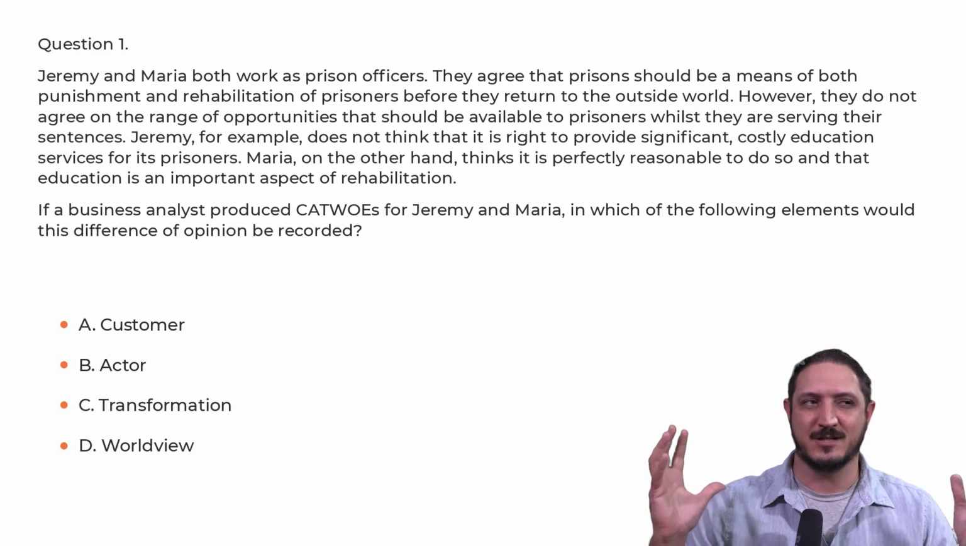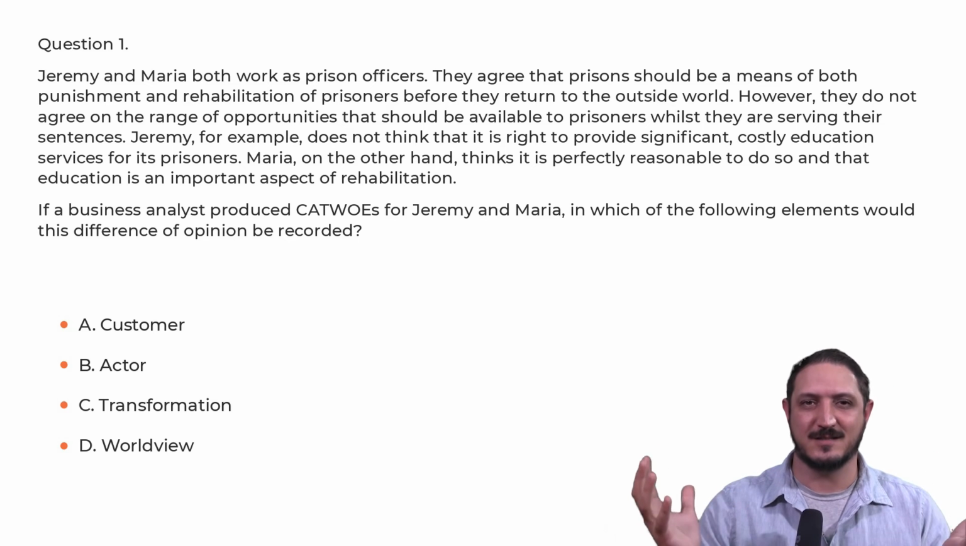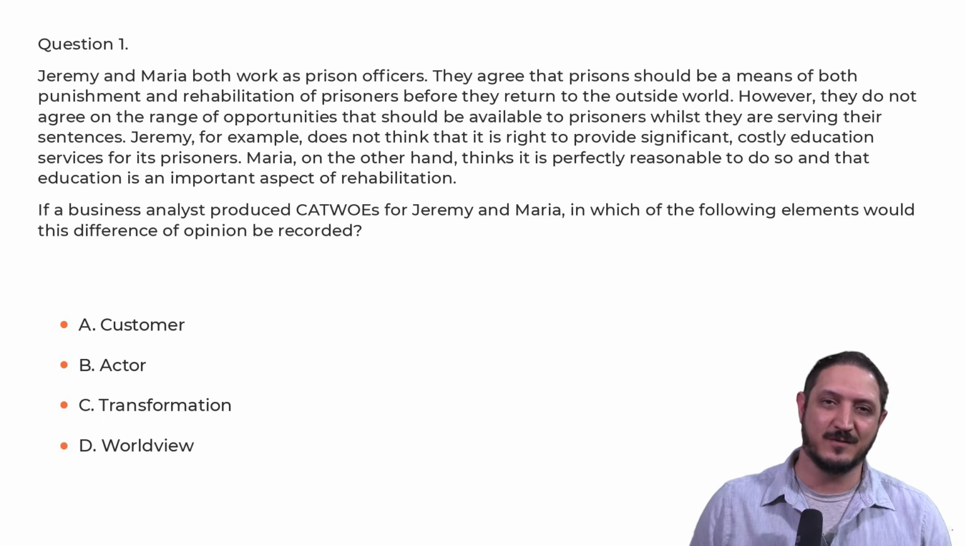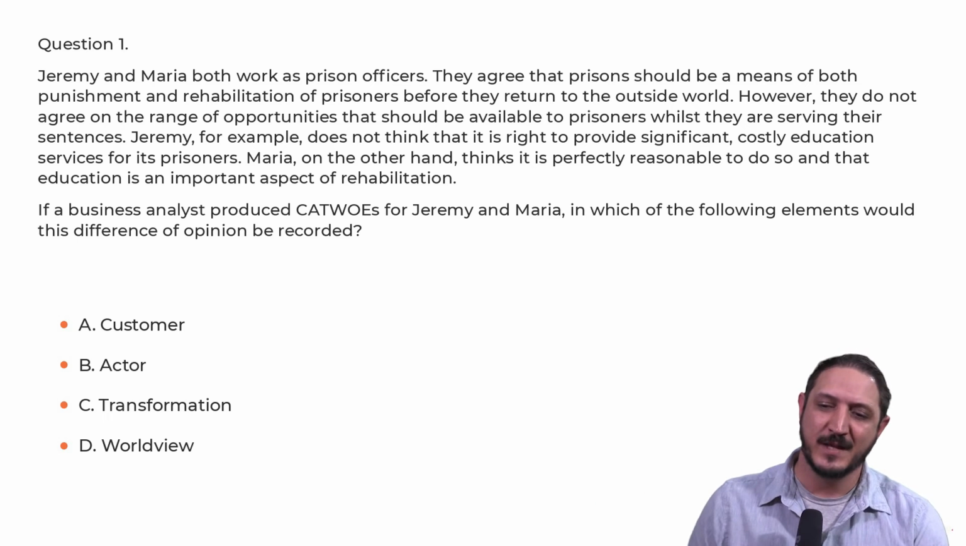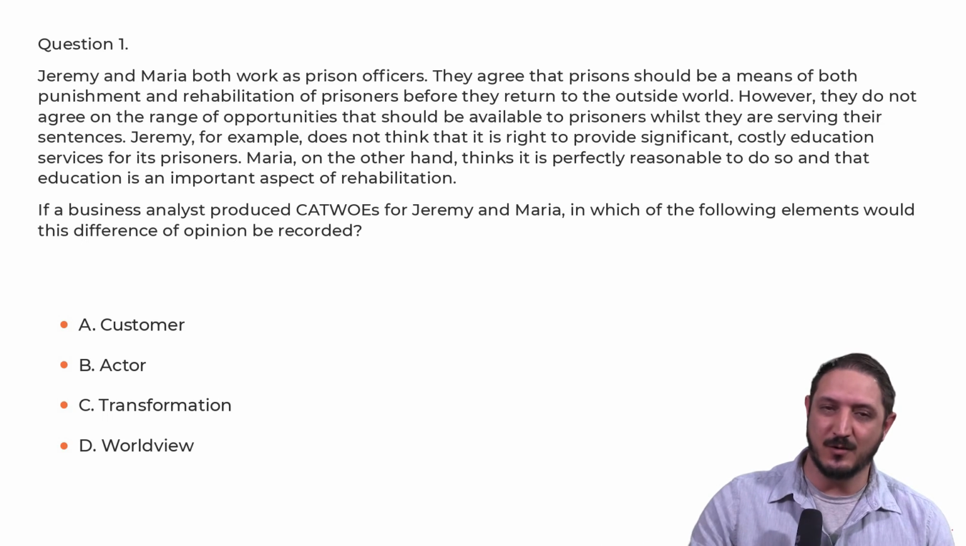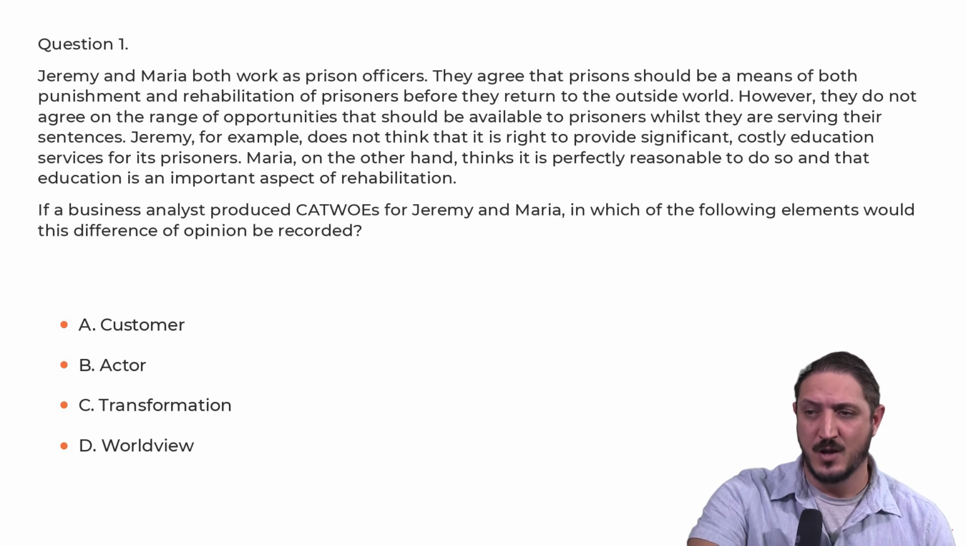Where does the organization sit inside this? How does it sit in the place, in the environment, in order to carry out its services or deliver its products? So now that we've covered all the elements of CATWOE, we need to look back at this question. And we look at the scenario with Jeremy and Mariah, who both work as prison officers.